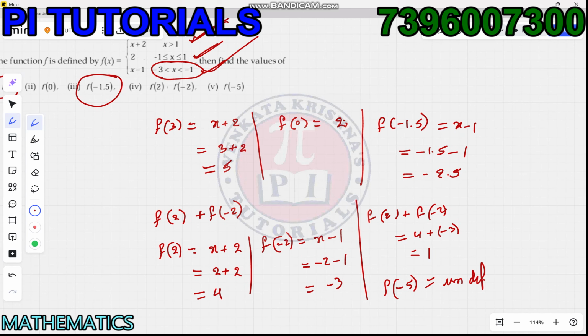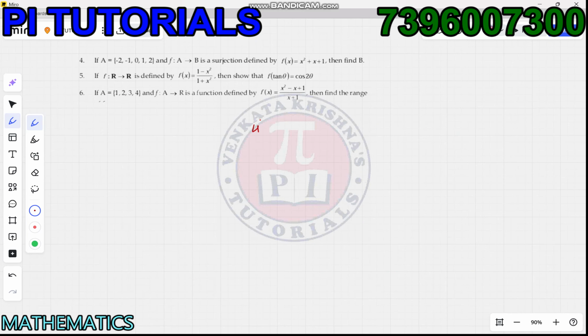Check with question number 4 now. So question number 4 is mentioned as A is equal to the set minus 2, minus 1, 0, 1, 2. There are 5 elements. F from A to B is a surjection. Then f of x is given as x square plus x plus 1. So the question is asking to find the B set. So first you need to find the range.